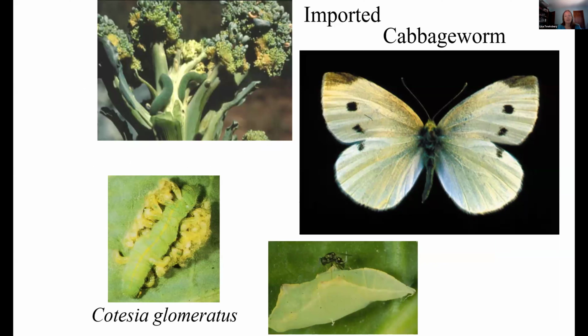This is a pest on broccoli, cauliflower. It's called the imported cabbage worm. I don't know if you can see the green caterpillar in the upper left on the broccoli. It's a very velvety caterpillar, but that's the imported cabbage worm. And that tiny little wasp. So there's a couple of different ones. There's pupal parasitoids. That's the pupa in the lower right.